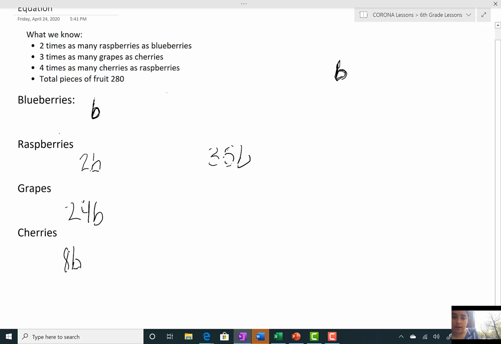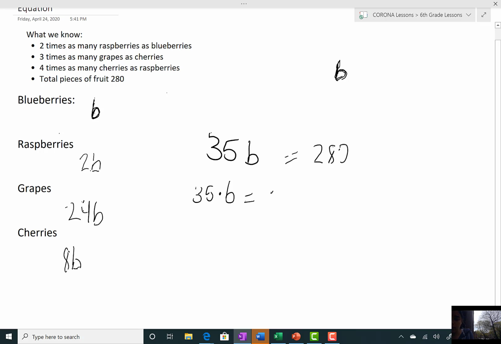35B. Now, we want all of our fruits. Ooh, that's not that clear. Let me try it again. 35B. Okay, we want all of the fruit totals to add up to 280. Now this is an equation. And it's similar to what we did in the tape diagram. So 35B is the same thing as 35 times B equals 280.